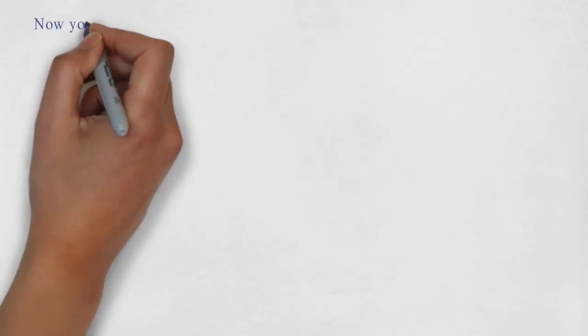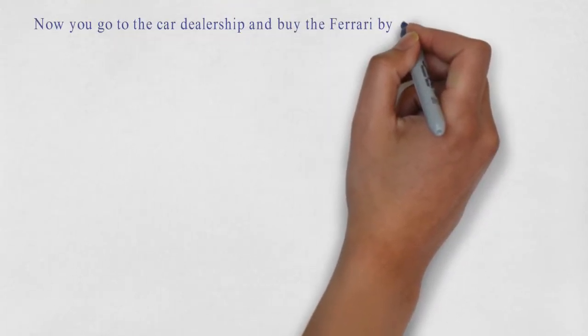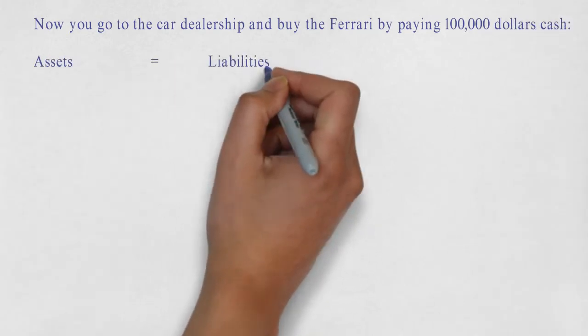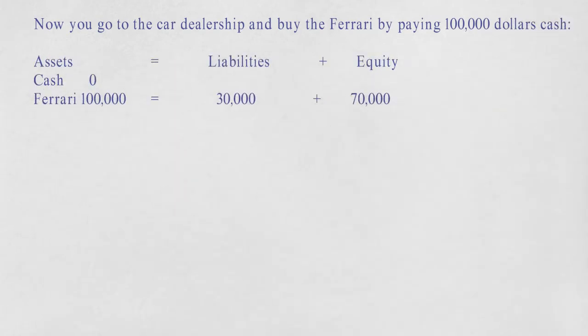Now you're ready and you go to the car dealership and buy the Ferrari by paying $100,000. Now your cash has a zero balance. But hey, you've got a Ferrari worth $100,000 and it is sitting on your assets, right? Because you basically own it. Your liabilities is still the same, 30,000, and your equity is still the same, 70,000, because the Ferrari is not entirely yours. You must pay the $30,000 liabilities so that you would have it entirely for yourself.